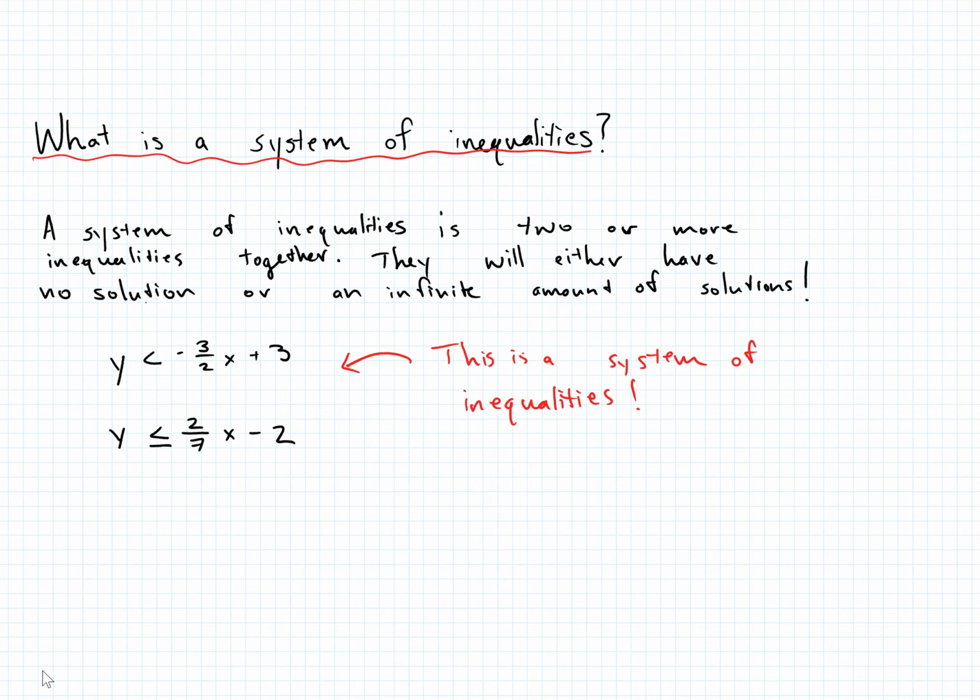So the first question you ask is, what is a system of inequalities? That is when two or more inequalities are taken together. They will either have no solution or an infinite amount of solutions. So you can see down here we have two inequalities. There's the first one and the second one below. So this forms a system of inequalities.